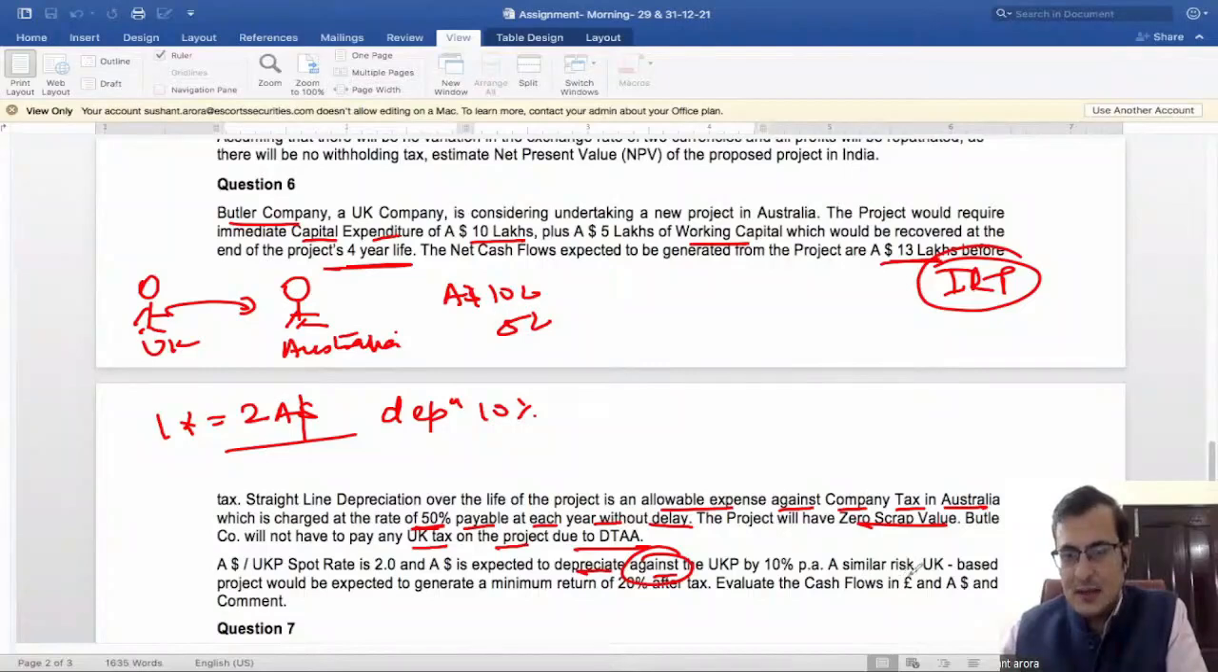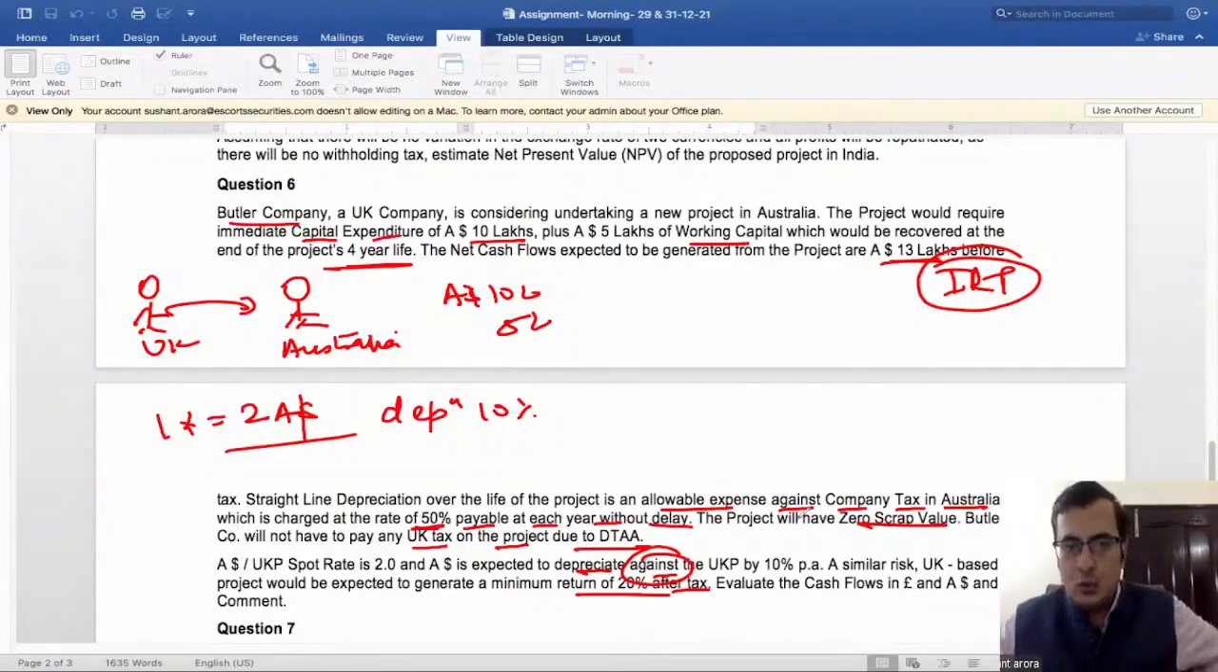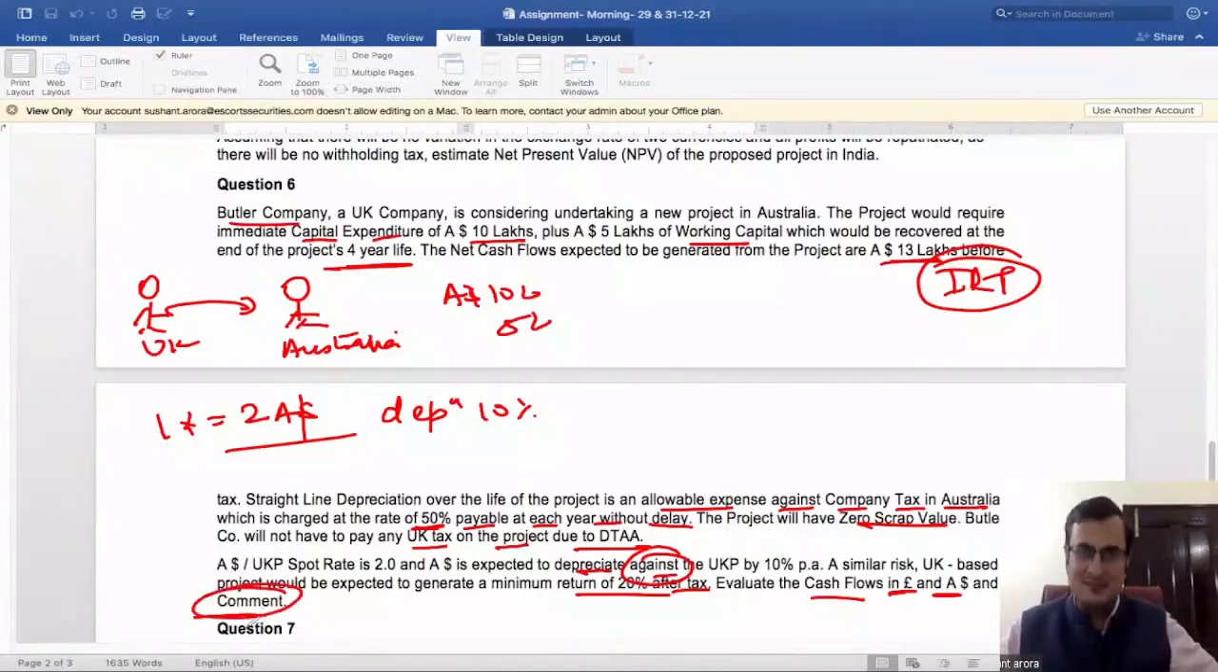A similar risk UK-based project is expected to generate a minimum return of 20% per annum before tax. Now the question is not giving you the required rate of return for the Butler company. It says those companies who invest in similar projects generally fetch 20% return before taxes. You need to evaluate the cash flows in pounds and Australian dollars and comment. Now this comment is a little technical, that will be started later. Clear? Okay, so if the question is clear, at least for the timing, we can start doing that.